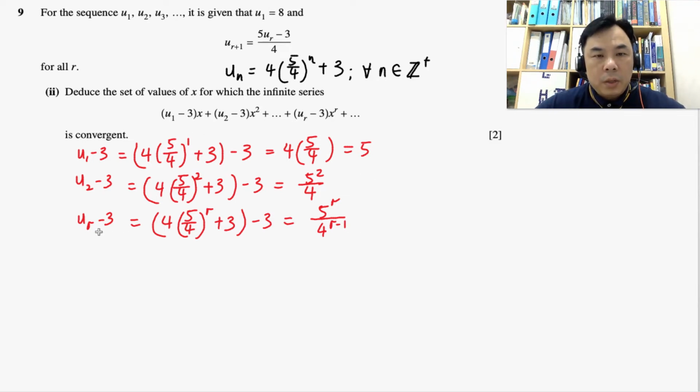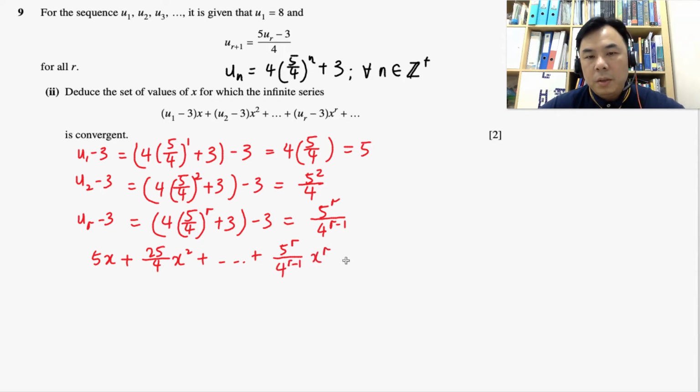And then we can actually substitute all this back into this term here. And then we will get the first term to be 5x. So this term will become 5x, and then that will become 25 over 4 x squared. And so on and so forth until we have, what do we have here? 5 to the power r over 4 to the power r minus 1, x to the power of r here. Okay, and so on and so forth.